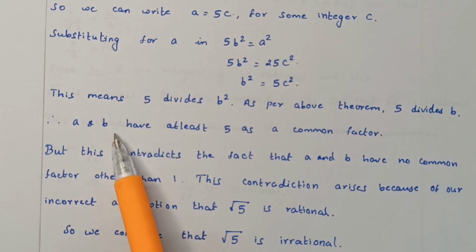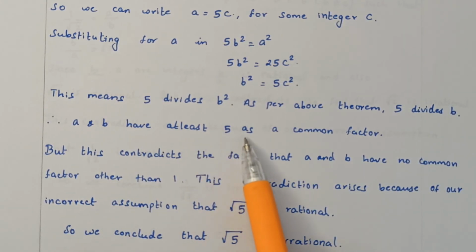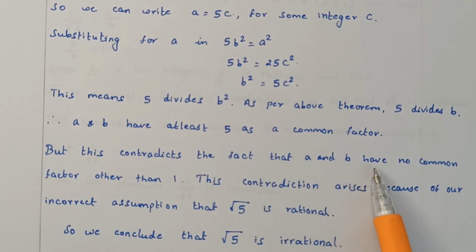Therefore a and b have at least 5 as a common factor. This contradicts the fact that a and b have no common factor other than 1. This contradiction arises because of our incorrect assumption that root 5 is rational. So we conclude that root 5 is an irrational number.